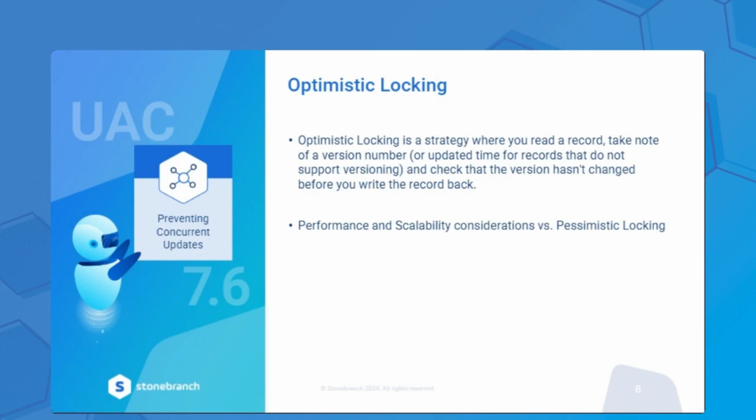The main reason for that is that pessimistic locking really introduces some performance and scalability concerns that we were not comfortable with. So optimistic locking basically means that when we read the record, when you open the record for edit, we will capture the version number, or for records that aren't versioned, the updated time.